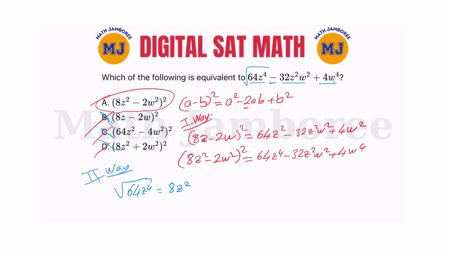Sometimes you might find the third term easy to take a square root of. You can do that in the exam as well. 4w to the power of 4, the square root of this is 2w squared, which is still here. See that? So our answer is again choice A for this specific question.